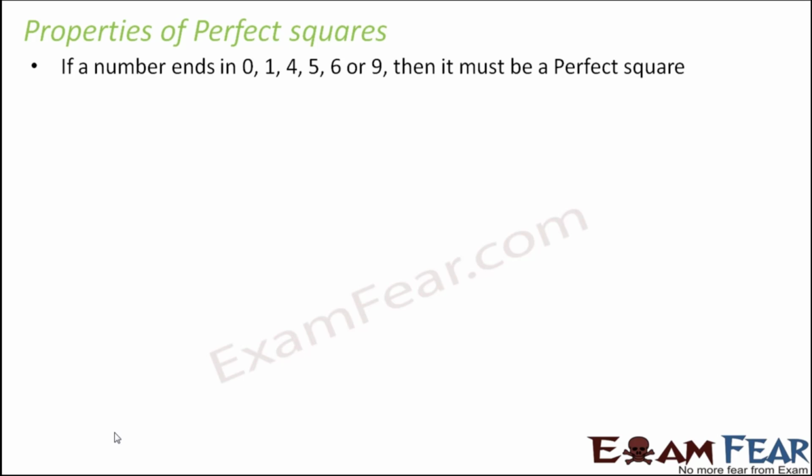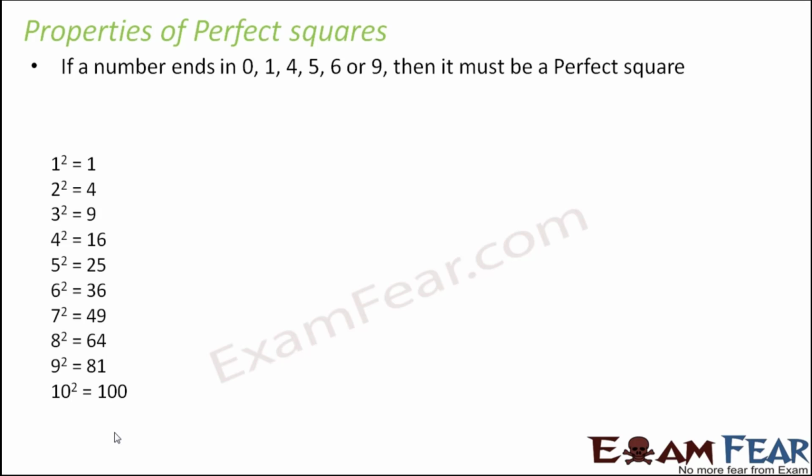The first property is, if a number ends in 0, 1, 4, 5, 6 or 9, then it must be a perfect square. So any number which ends in one of these digits, 0, 1, 4, 5, 6 or 9, that number will be a perfect square. Let us look at the perfect squares of the first 10 natural numbers, like 1 square, 2 square, 3 square and so on. When you look at these perfect squares, did you observe something? All of these numbers end in either 0, 1, 4, 5, 6 or 9.